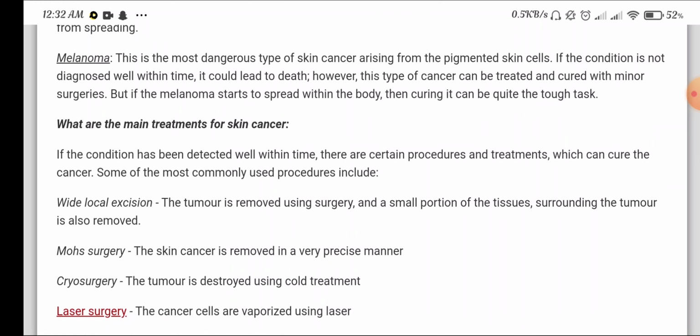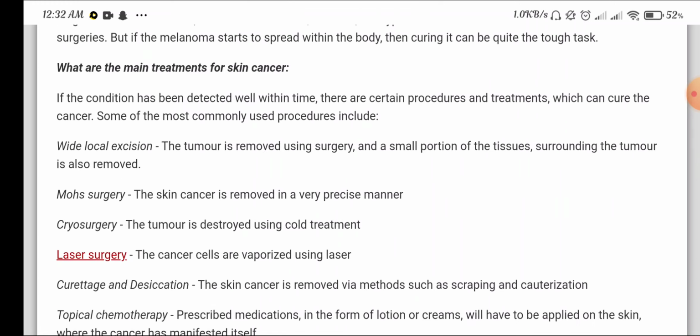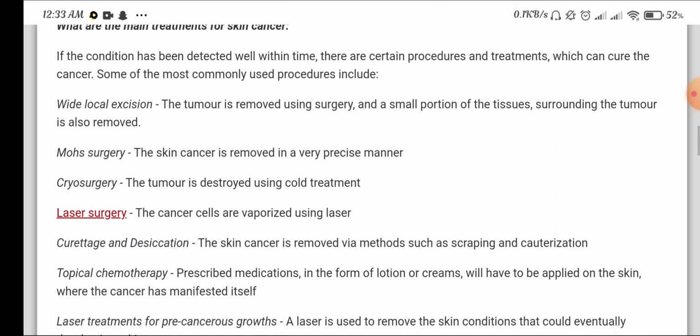What are the main treatments for skin cancer? If the condition has been detected well within time, there are certain procedures and treatments which can cure the cancer. Some of the most commonly used procedures include wide local excision. The tumor is removed using surgery along with a small portion of the surrounding tissue. Shaving the tumor is also done.